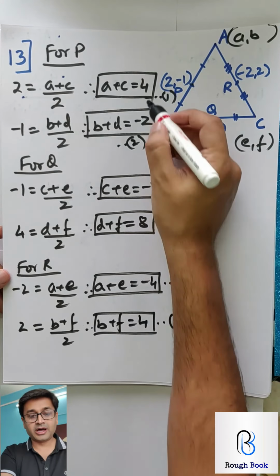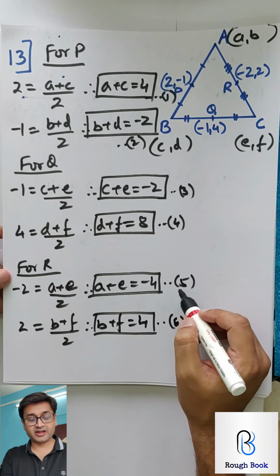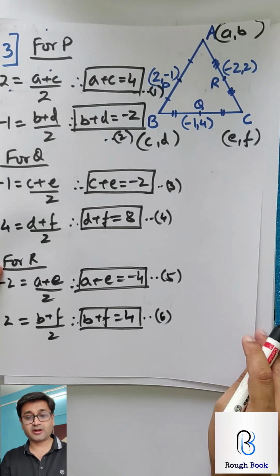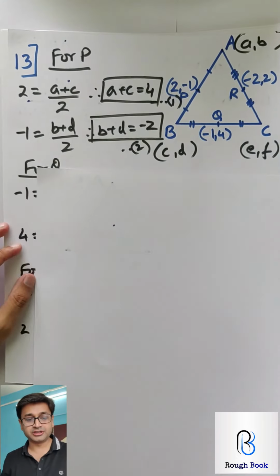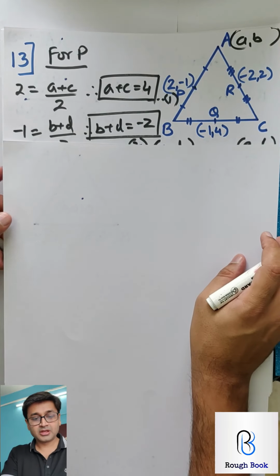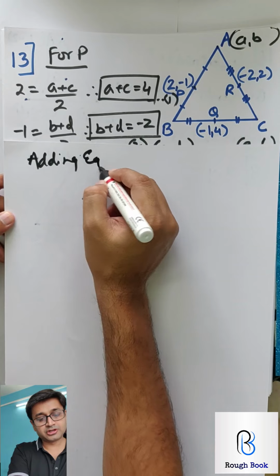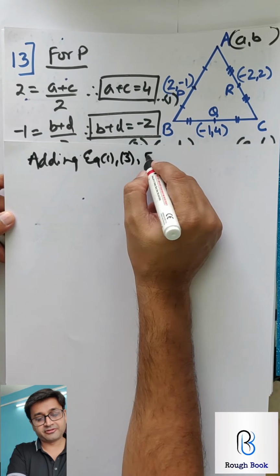If I add 1, 3 and 5, that is all x's, and what do I get then? So you'll have to focus. So I'm taking a new sheet. So what will happen then? So I'm adding equation 1, 3 and 5.